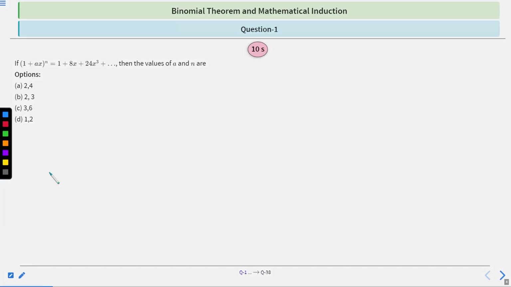Question number 1 says that if (1 plus ax) to the power n is equal to 1 plus 8x plus 24x cube, then the value of a and n are. So you have 10 seconds to solve this question. After 10 seconds, I will discuss the solution.